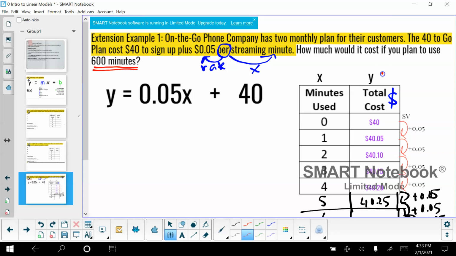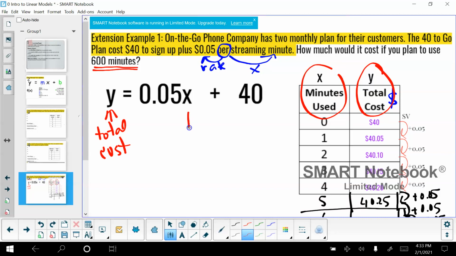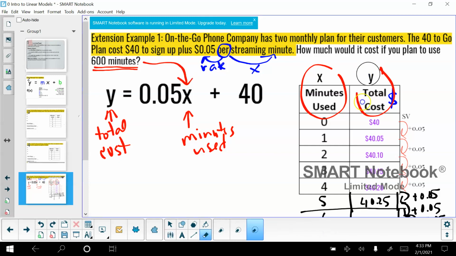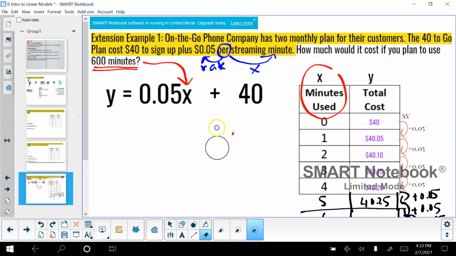If I look at my table, my Y is the total cost, and my X is the minutes used. So this is the minutes that we're going to use. And the problem says 600 minutes. So since 600 is minutes, this is an X number, and that's where I'm going to put it. So I'm just going to ignore what the Y is, because I know that I'm going to put it in for the X, because that's the minutes used.